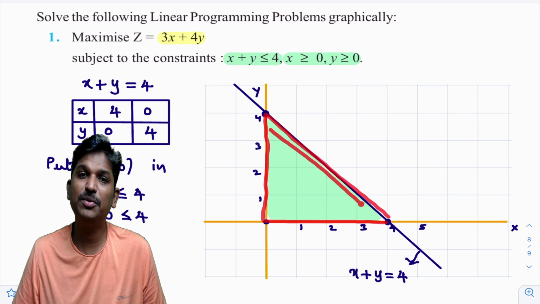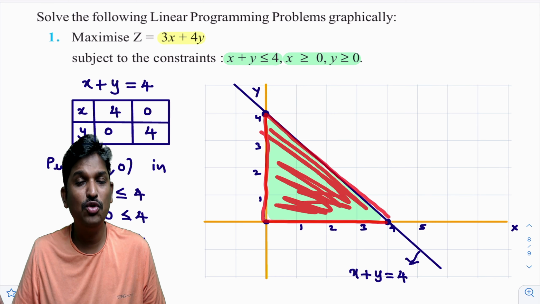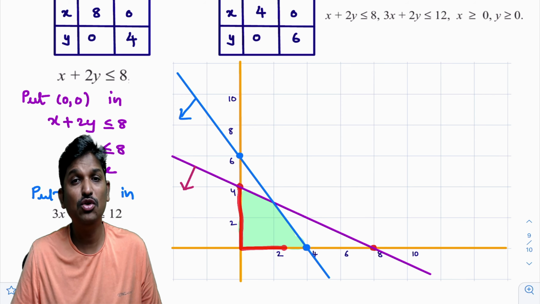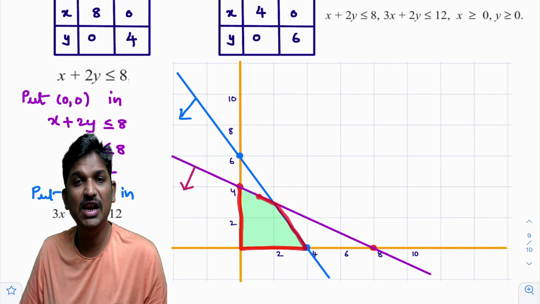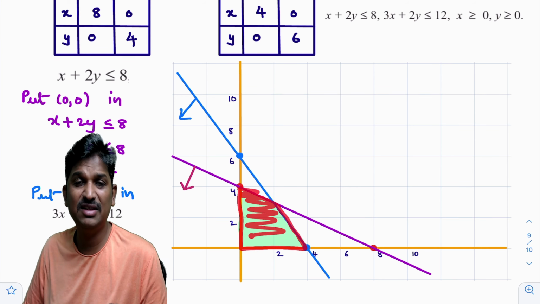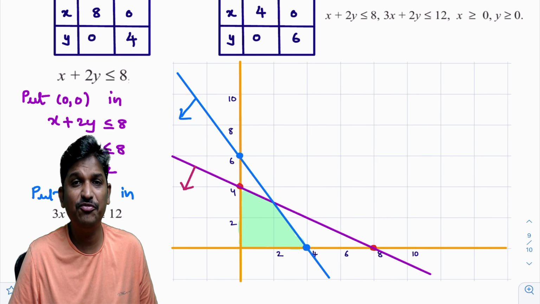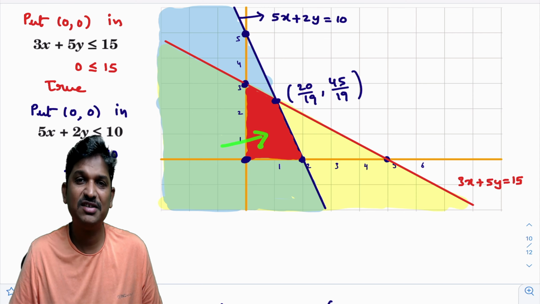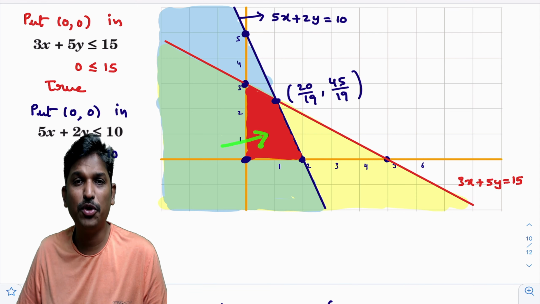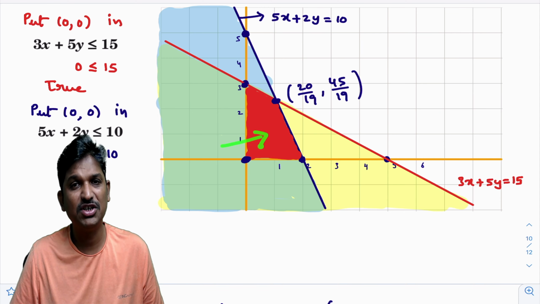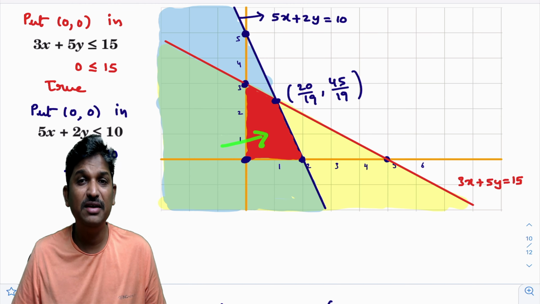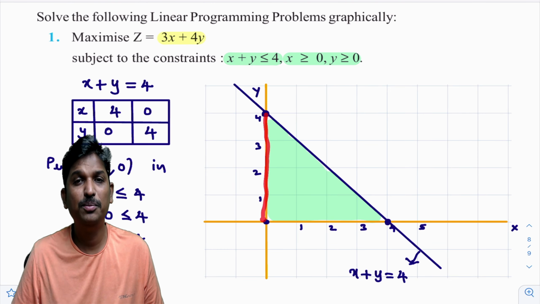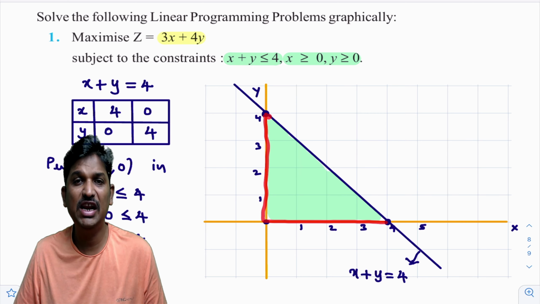If they are asking to maximize, we'll look for the maximum value. If they are asking to minimize, we'll look for the minimum value. And then we'll conclude. Remember these 3 steps. Step 1, using constraints, identifying the feasible region. Step 2, find the corner points and substitute in the objective function. Step 3, based on the corner points, we'll get the maximum value or minimum value, and then we'll conclude.